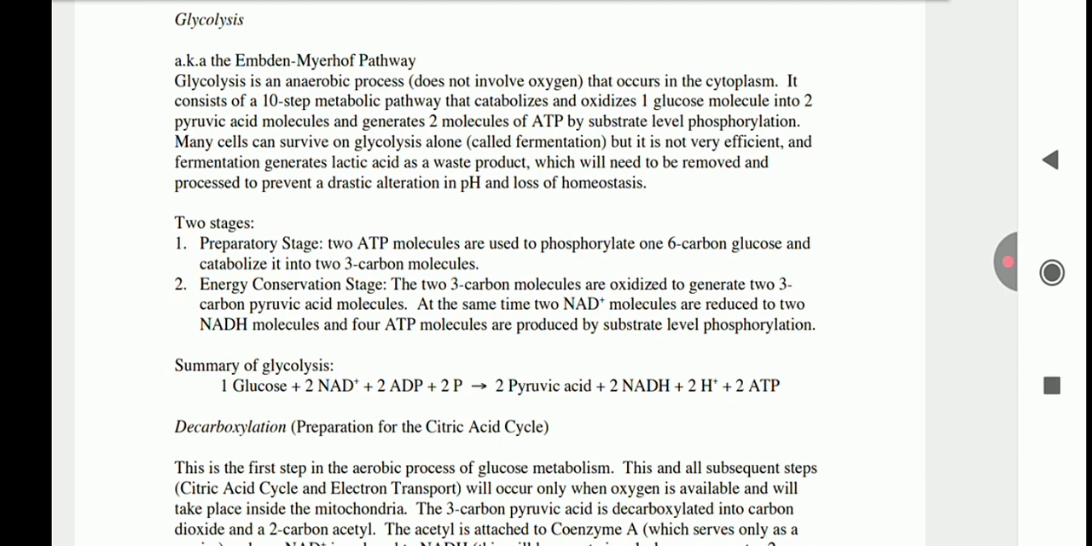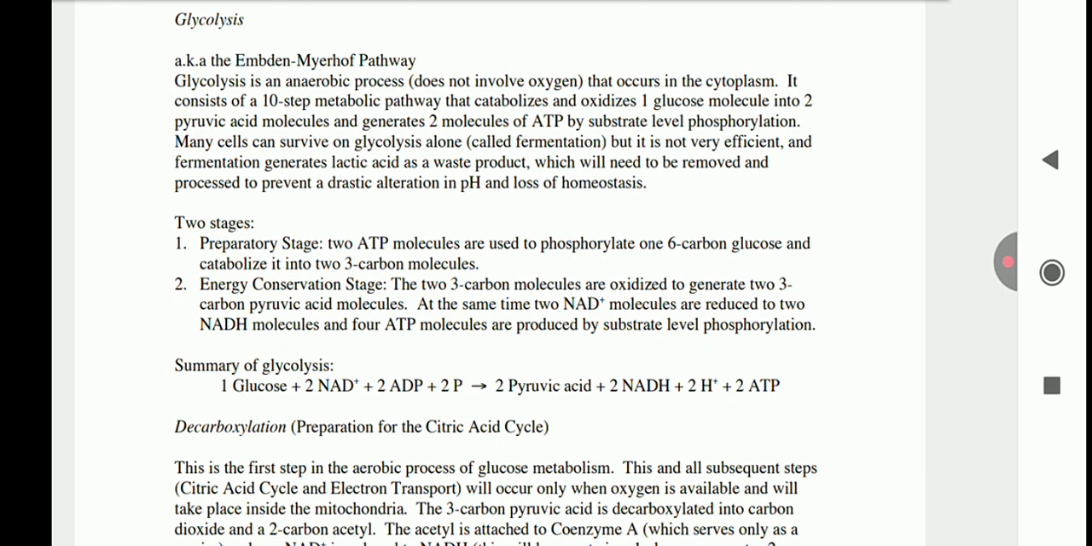Many cells can survive on glycolysis alone, called fermentation, but it is not very effective, and fermentation generates lactic acid as a waste product which will need to be removed to prevent a drastic change in pH and loss of homeostasis. Two-step preparation step: two ATP molecules are used to phosphorylate the 6-carbon glucose and catabolize it into two 3-carbon molecules.